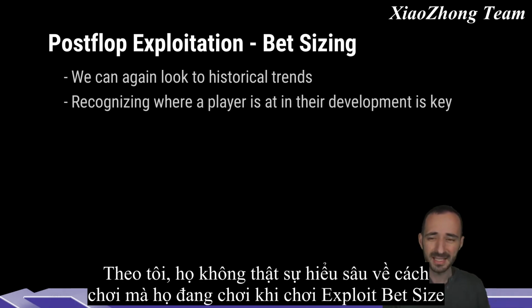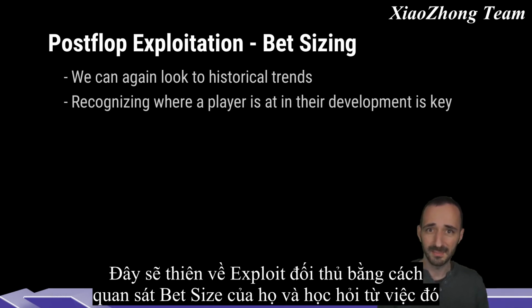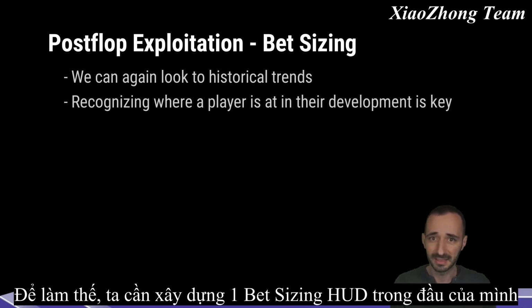But in my eyes, they're not really aware of the world they're entering when they try to exploit bet sizes. At the first level, before we look at how you can use bet sizes to exploit people strategically, we're going to talk about how you can read bet sizes. This is more about exploiting people by seeing their bet size and learning something from that. To do that, we really need to develop a kind of bet sizing HUD in our brain.